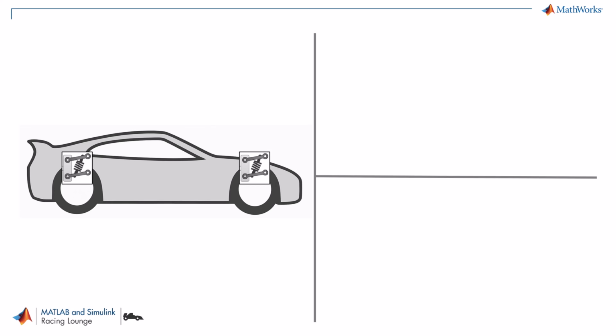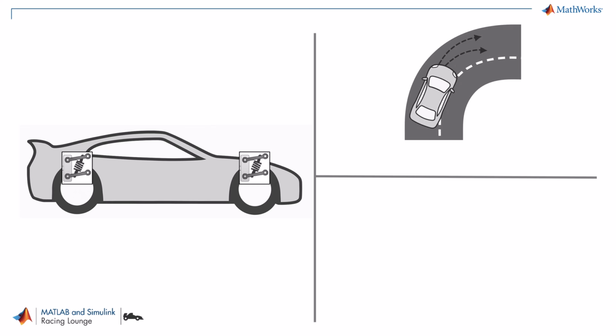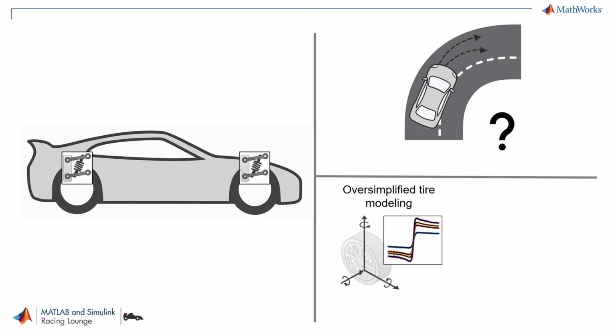But when you simulate high-speed cornering or hard braking, the results feel off. The car understeers too much, grip seems unrealistic, and the behavior just doesn't match what happens on track. What could be the issue? Most likely oversimplified tire modeling.